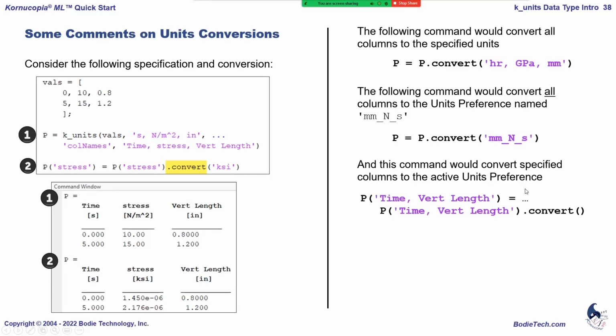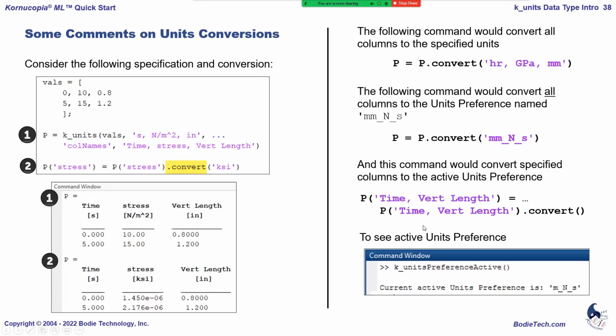If I put nothing in the arguments of the dot convert method, then it will convert to the default unit preference that is currently active. And if you want to find out what that is, you echo this command and it'll echo it into the command window for you.